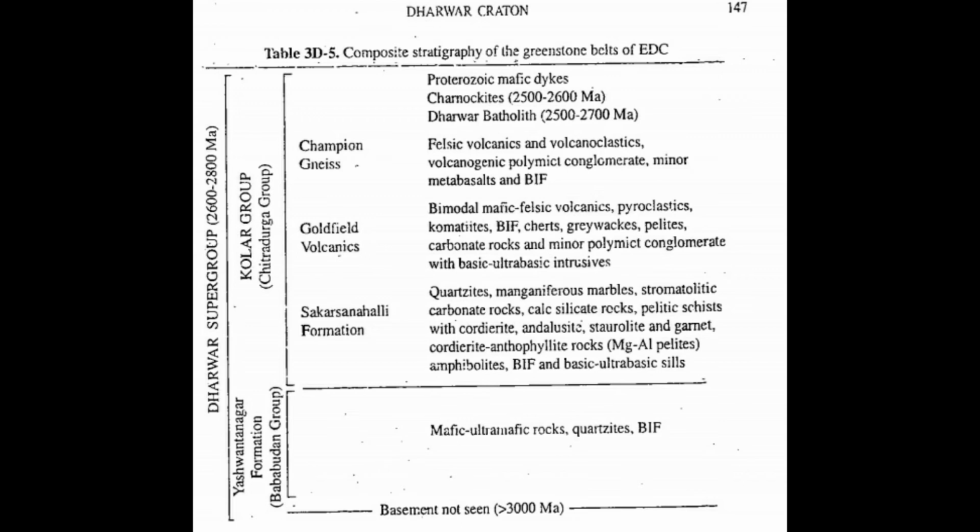The base of Eastern Dharwar Craton is not yet known, and above it we have Salem group and Warangal group whose age is not yet determined. Next we have Yashwantpur Formation and Kolhan group, and above it we have Charnockite and Younger Dharwar. Now in Kolar field we have three more divisions, that is Sakkar Sahanali Formation, Goldfield Volcanics and Champion Gneiss.